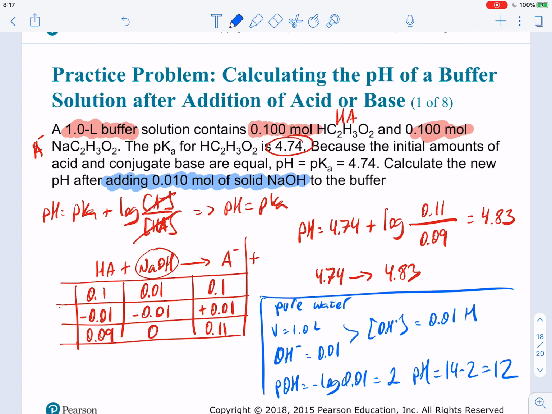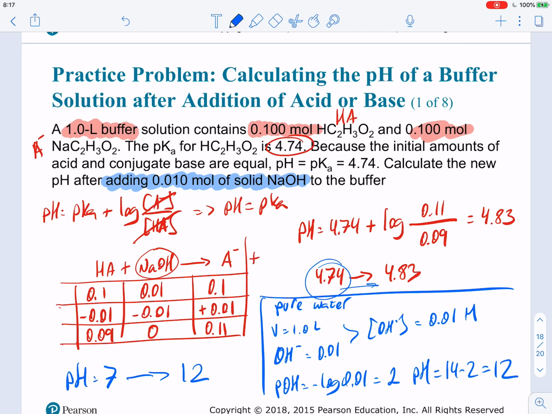And it's pure water, right? The pH of pure water is equal to 7. Just adding that amount of sodium hydroxide would change the pH from 7 to 12 in pure water. With a buffer, you control the pH at 4.74, and it just changed less than 0.10 units, 0.1 unit of pH. Okay, so that's the power of a buffer in controlling pH.